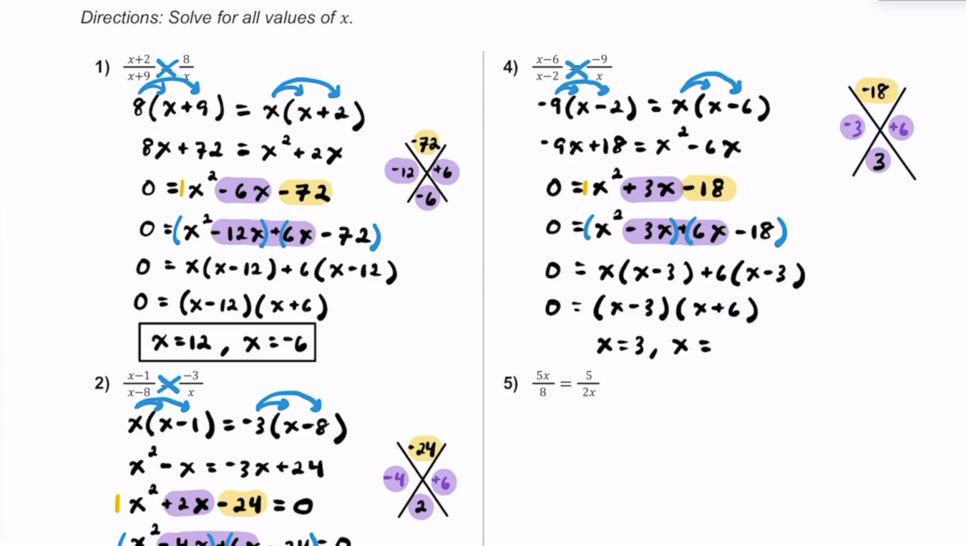And for that second binomial here, if x was equal to -6, it would become 0, and then 0 times the other binomial, whatever that would be, would still be 0. All right, let's check out another one.